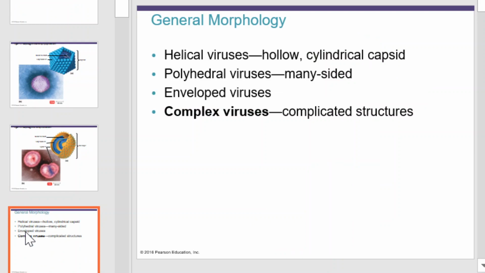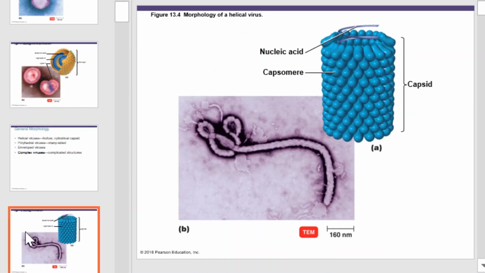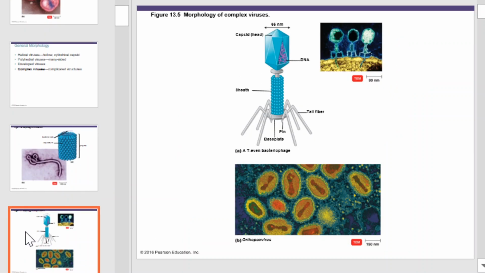General morphology. Viruses come in a wide variety of morphological shapes. There are helical viruses, which are hollow and possess a cylindrical capsid. Polyhedral viruses that have many-sided capsids. Enveloped viruses, whose capsid may be enveloped in lipid, protein, or carbohydrates. And complex viruses, which often have some combination of the previous three items. This would be an example of the morphology of a helical virus. This is an example of the morphology of a complex virus, commonly referred to as the T4 bacteriophage.